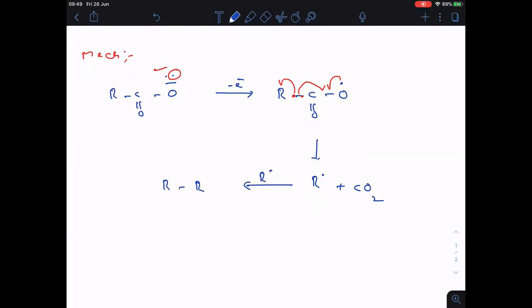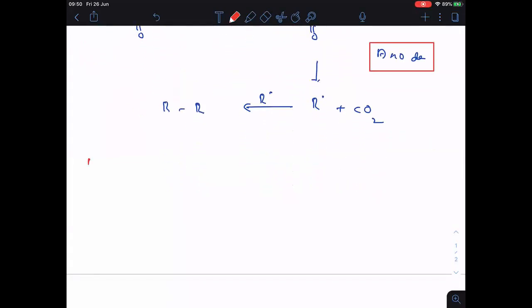And remember everyone, this is the reaction happening at the anode. Please be clear, because you know at the anode oxidation takes place. Oxidation means what? Loss of electron. At the anode oxidation takes place, which means loss of electron. Completed.